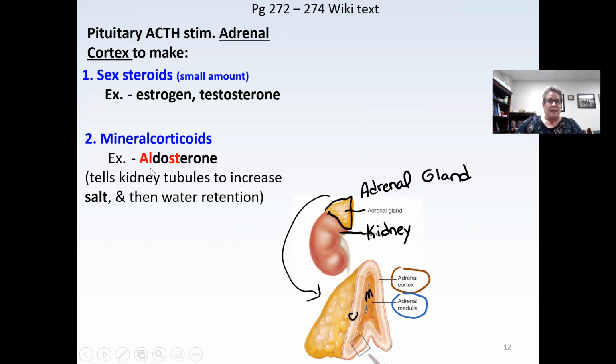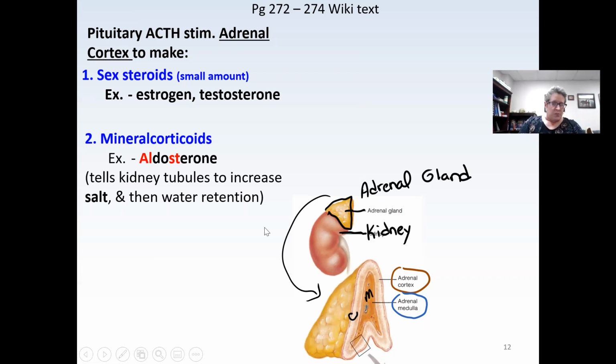Minerals are salts, and aldosterone is going to affect salt reabsorption in the kidney tubules. I've put in red the letters ALST, and if you rearrange those letters, it spells salt. So aldosterone causes your body to retain salt. If you retain salt, that means it's being pulled across the kidney tubules and put back into circulation. What do you think follows salt around like a puppy? Water. Water will leave your kidney tubules following salt, and water will enter your bloodstream as well. So aldosterone ends up making you retain salt, which makes you retain water.